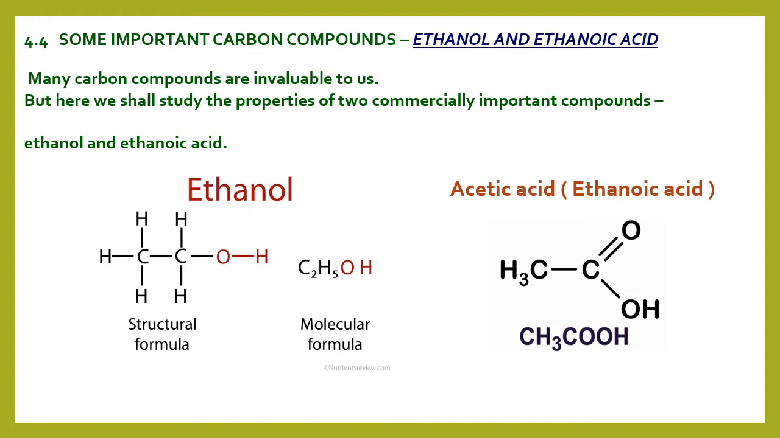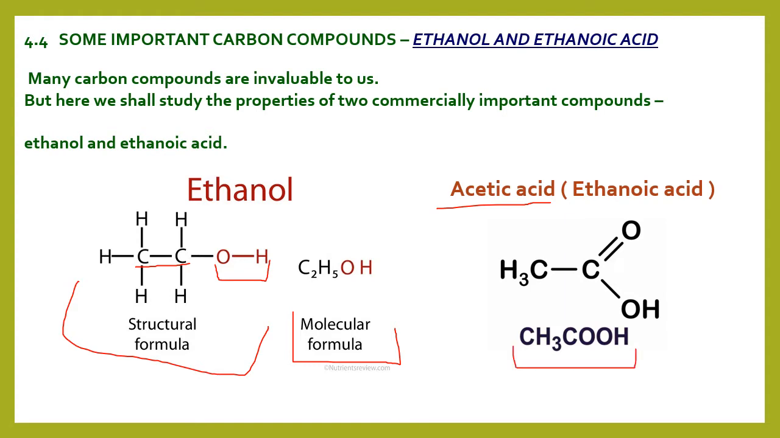They are carbon compounds. The structure formula of ethanol is here, and molecular formula of ethanol is C2H5OH, right? And there are two carbon atoms. They are joined together with a single bond. Okay, and in ethanol the functional group is OH, right? And here you can see ethanoic acid. The common name of ethanoic acid is acetic acid. The molecular formula is CH3COOH, and here you can see the structure formula for acetic acid, right?